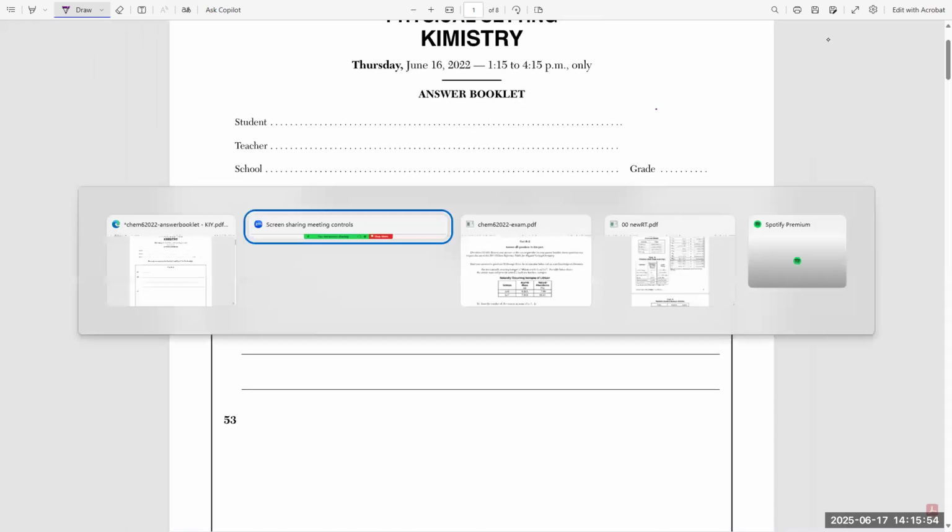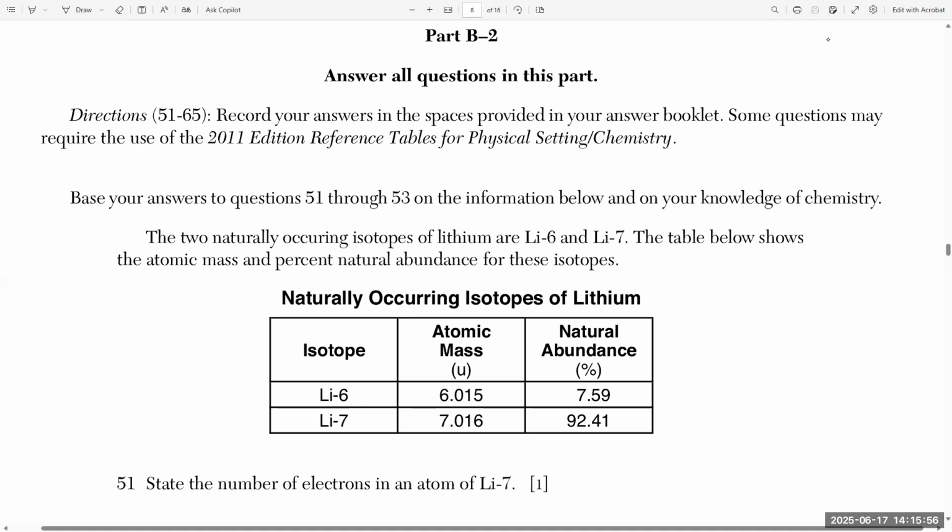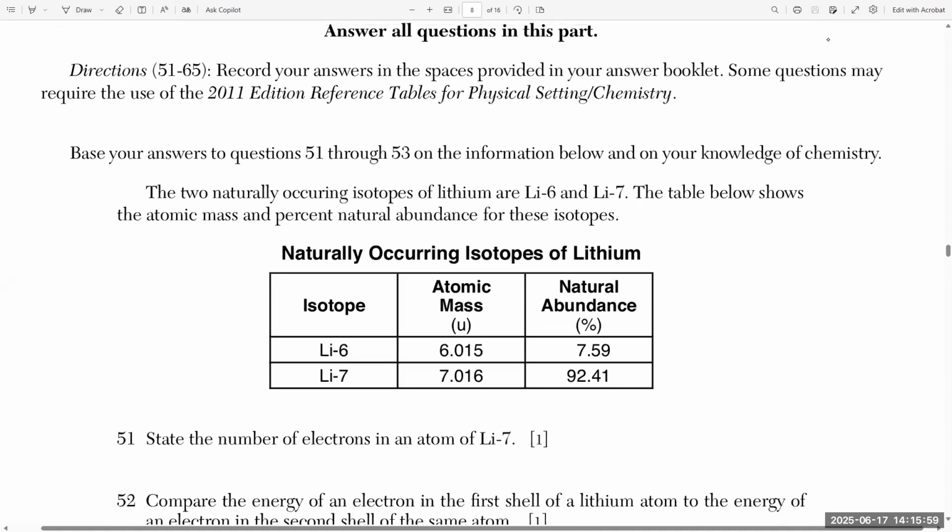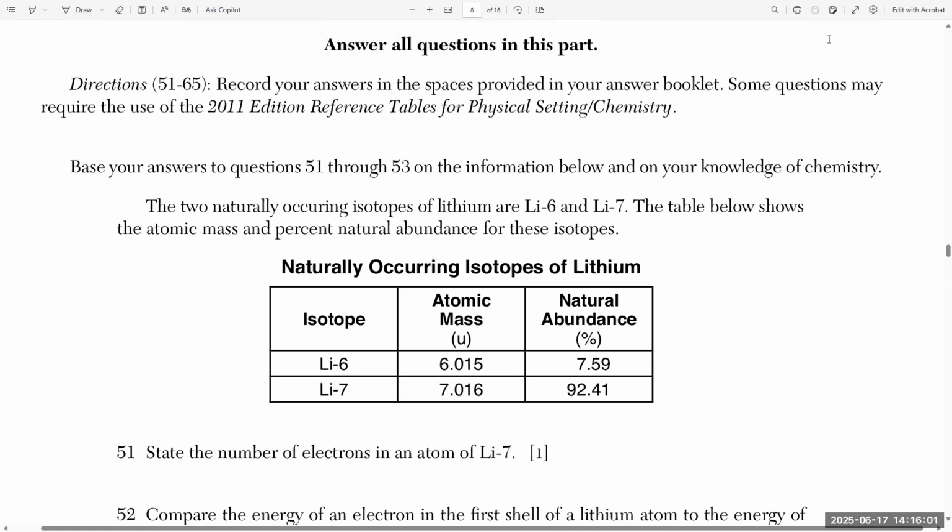Number 51. Two naturally occurring isotopes of lithium are Li6 and Li7. The table below shows some data. State the number of electrons in an atom of Li7.